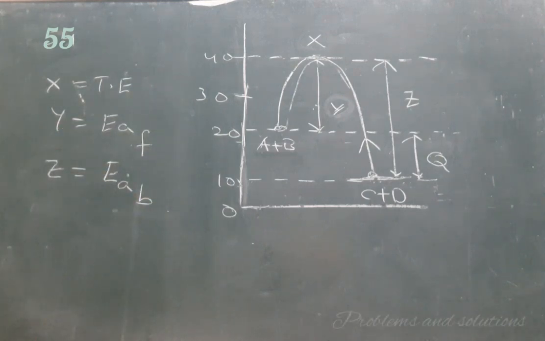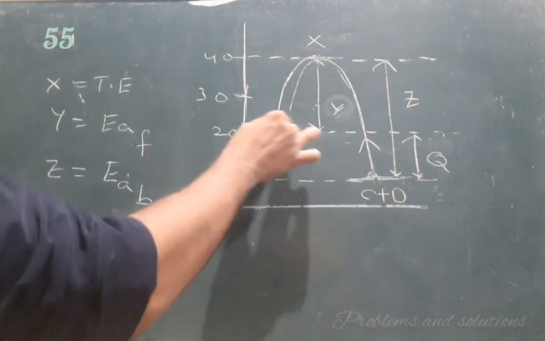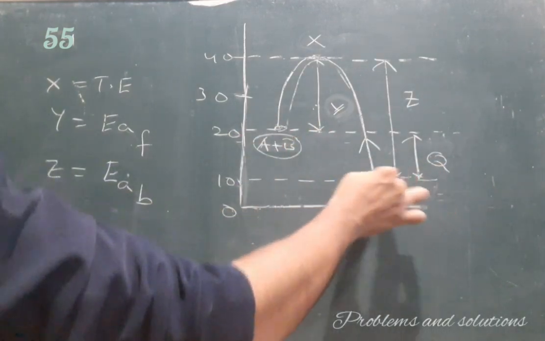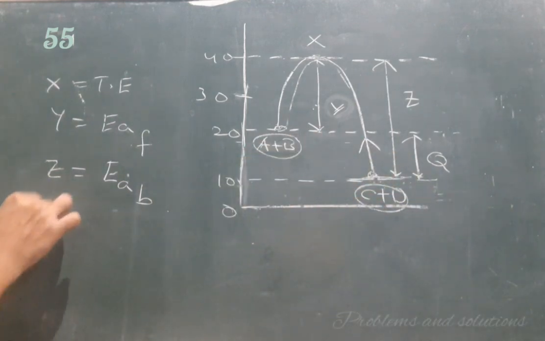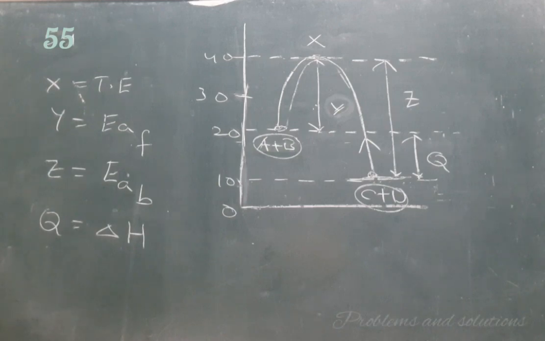Now Q represents the difference in energies of reactants and products. So Q is nothing but the heat of reaction. There is a change in energies of reactants and products.